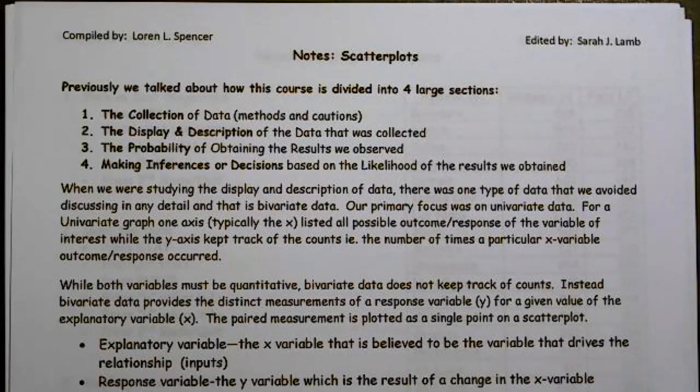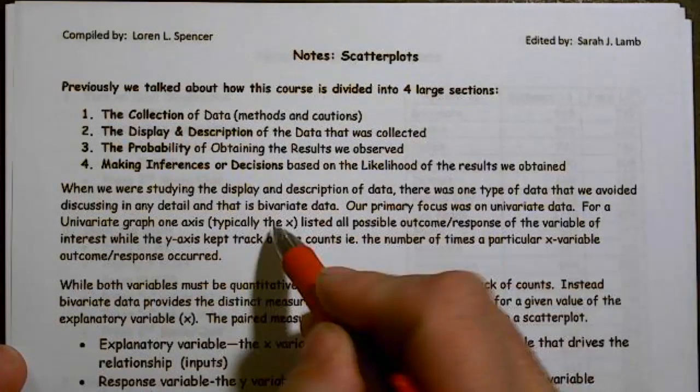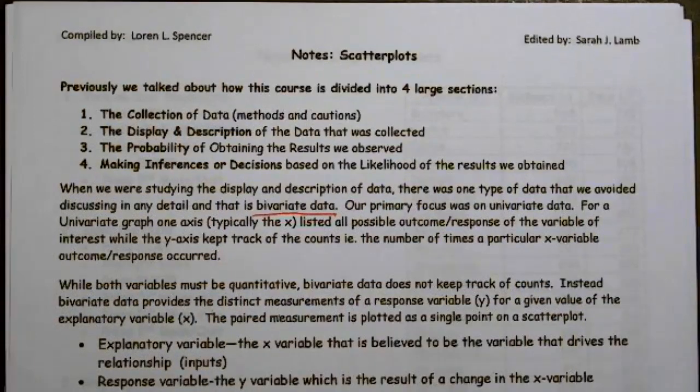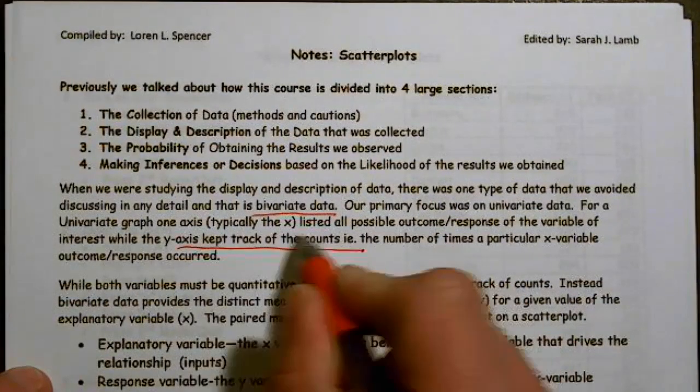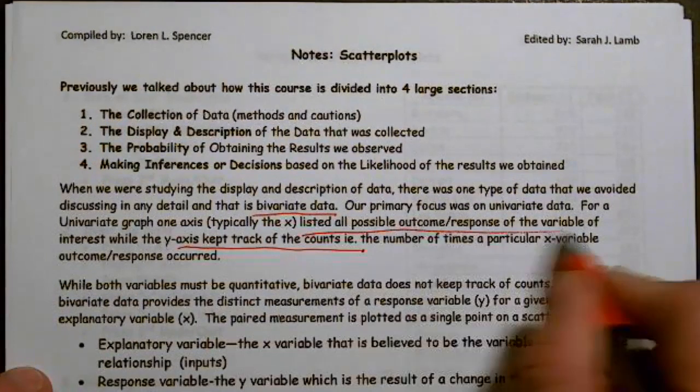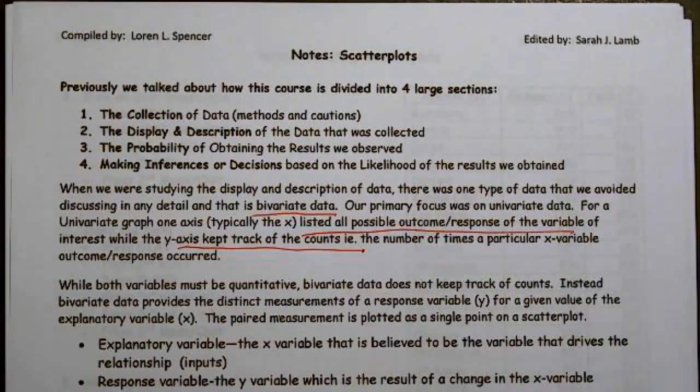Well, one of the things we avoided talking about was bivariate data. And bivariate data means we have a relationship between an X and a Y. Now, previously, we graphed data. Our X-axis listed possible outcomes, and our Y-axis kept track of the counts. That's what we previously were working with. So X listed all possible outcomes, and Y listed the number of counts, or the number of times that outcome occurred.